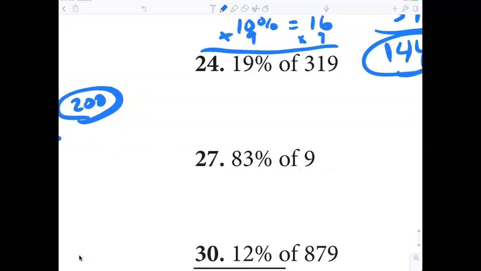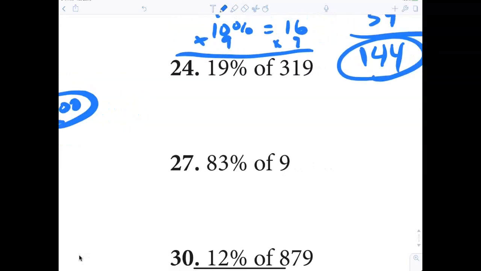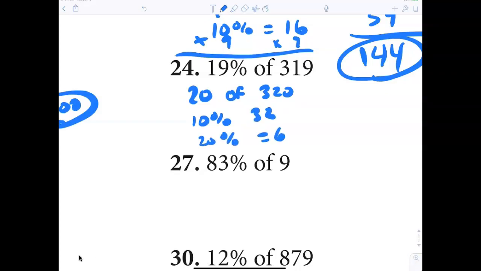All right, number 24. What am I doing? 20% of 320. Good. So what's 10%? 10% is 32. Good job. 220. Wow, there you go. Thank you. Now I'm feeling better.